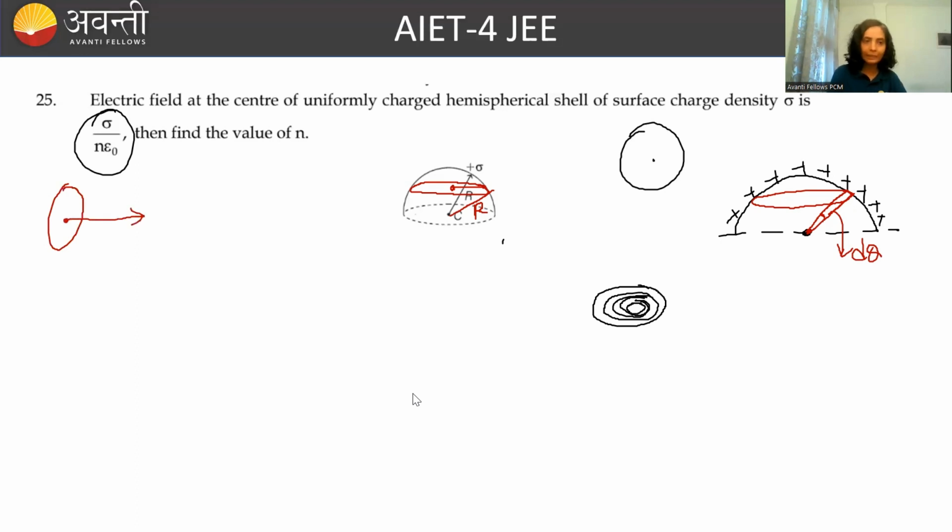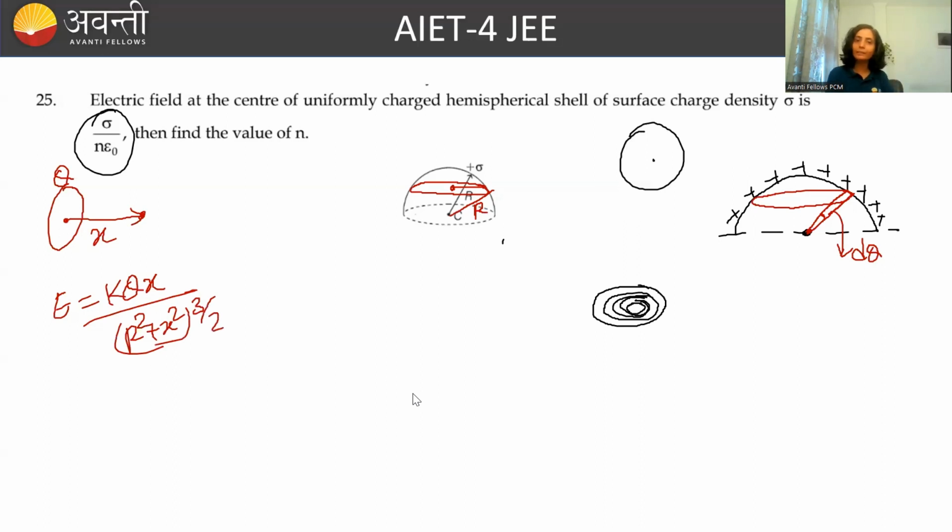Now, सबसे पहले तुम्हें पता होगा कि if there is a ring and because of the ring, if we have to calculate electric field at a distance x, suppose, and charge on the ring is q, then at this point, what will be the electric field value? It will be kqx by (r square plus x square) to the power 3/2. ये तो पता है सबको, है ना?